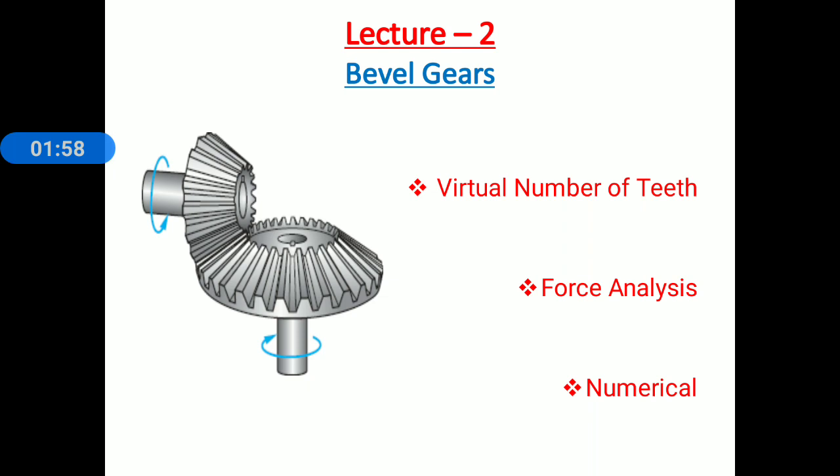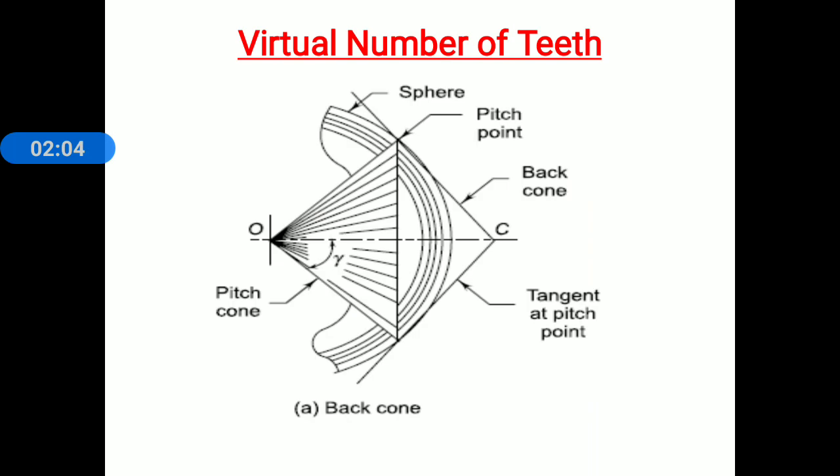Now move toward the virtual number of teeth. Before that, the analysis of bevel gears shows that a true section of the involute profile of the tooth lies on the surface of a sphere. Everyone observe the sketch shown on the screen. It is not possible to represent on a plane surface the exact profile of a bevel gear tooth that actually lies on the surface of the sphere.